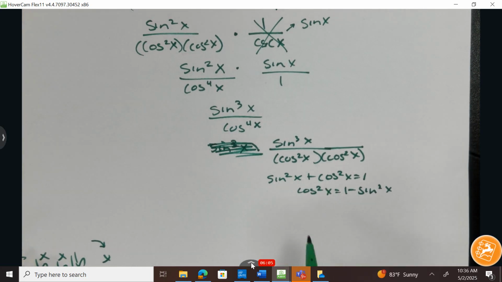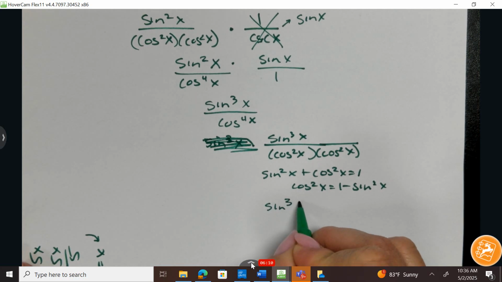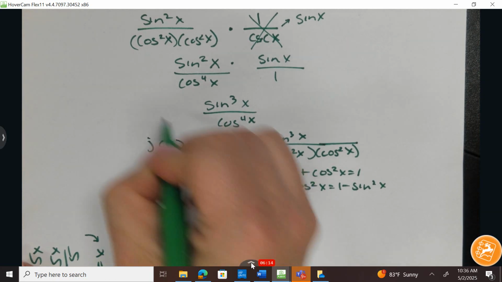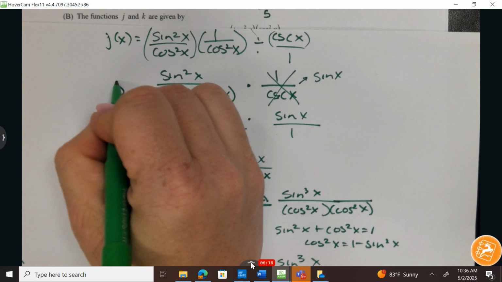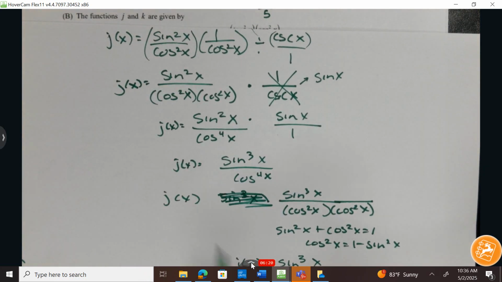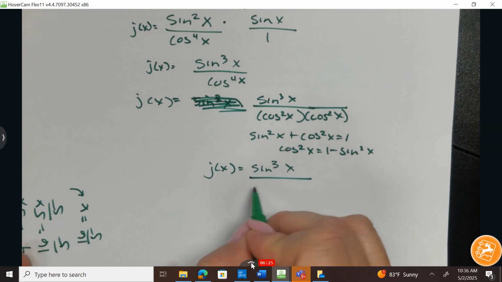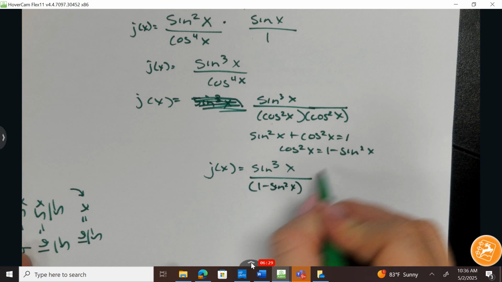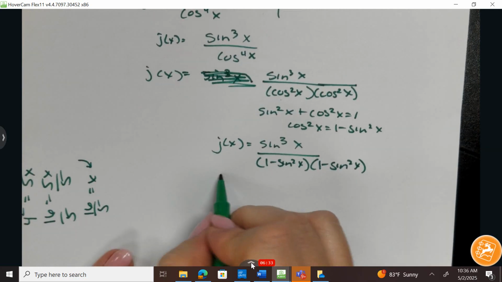So in the denominator here, I have sine cubed x, and I should have been writing j of x the entire time, not to lose sight that I'm literally just rewriting this function in an equivalent form. That's important to know. Okay, so now I'm going to replace this cosine squared x with 1 minus sine squared x, and again, 1 minus sine squared x.